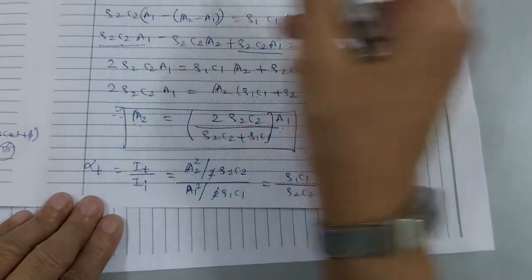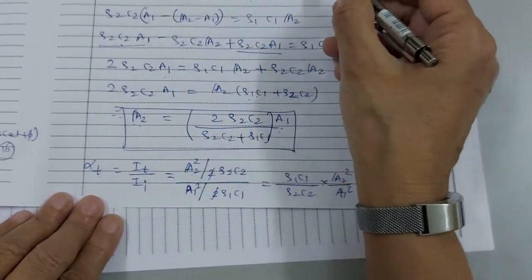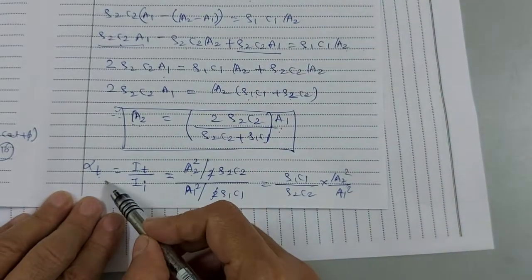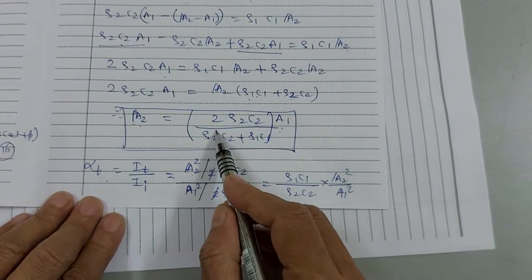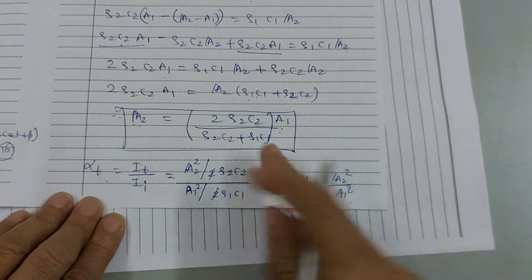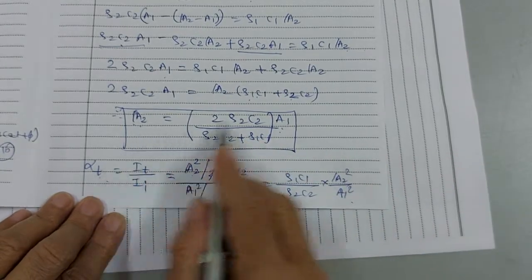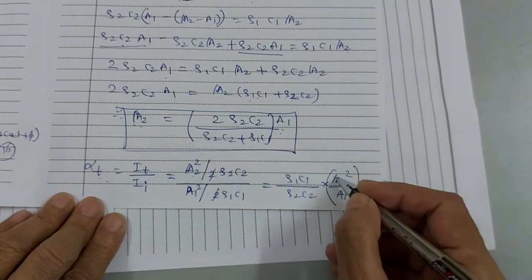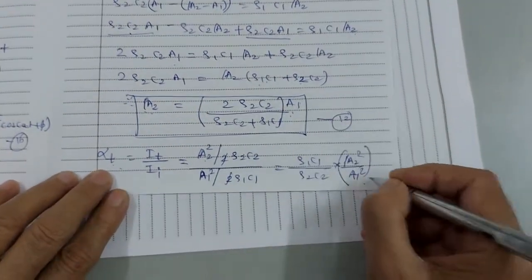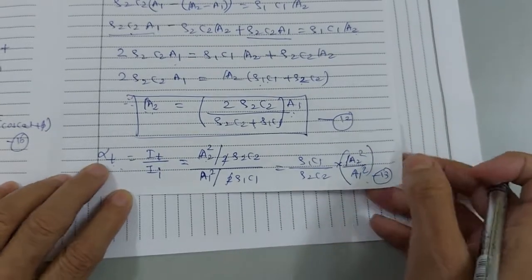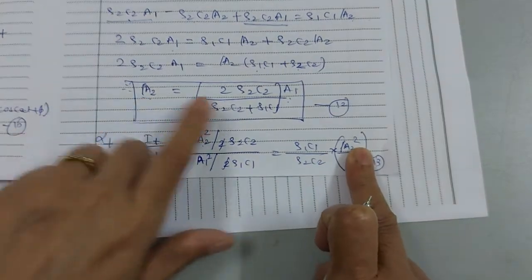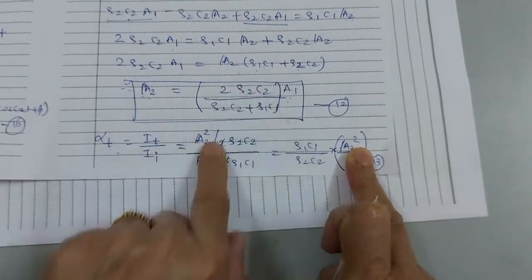Like the alpha r expression, rho 2 C2 minus rho 1 C1 upon rho 2 C2 plus rho 1 C1, in this fashion we will have an expression for alpha t also. I will write the expression for A2 upon A1 from this, that is equation number 12, and then the A2 upon A1 bracket square term will come from this. So alpha t is equal to rho 1 C1 upon rho 2 C2.